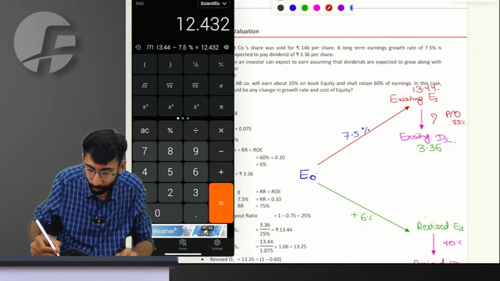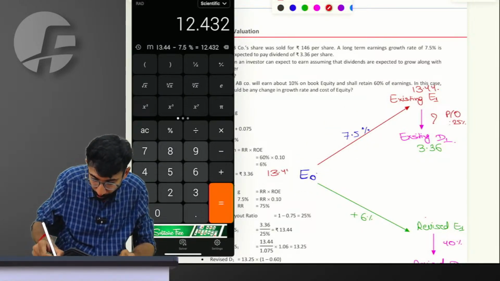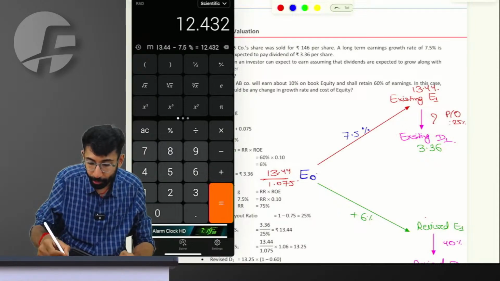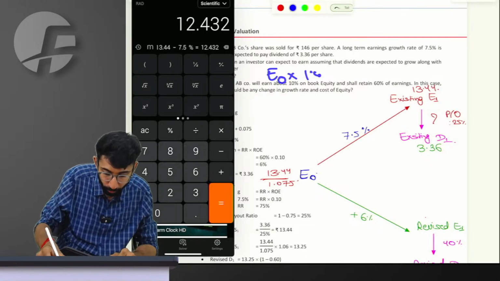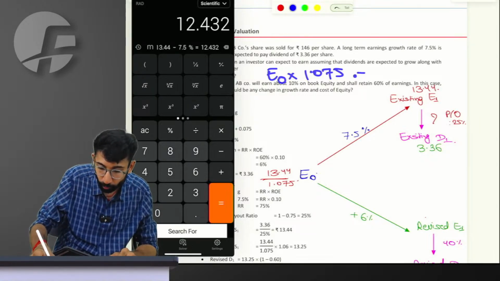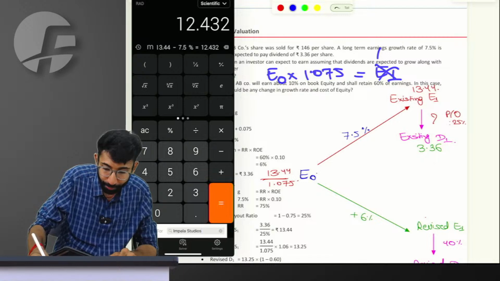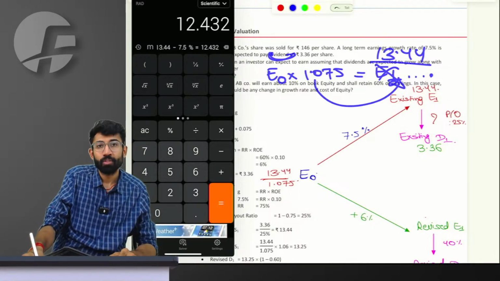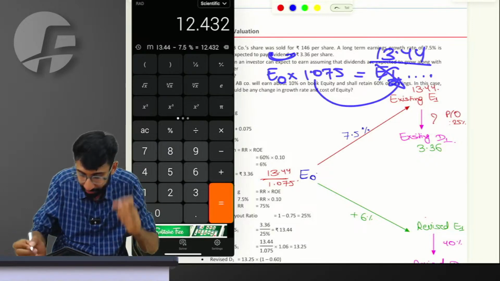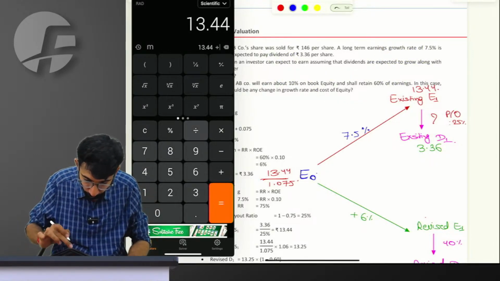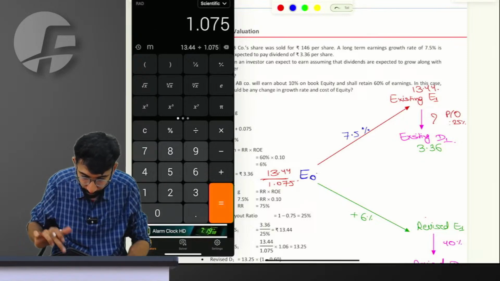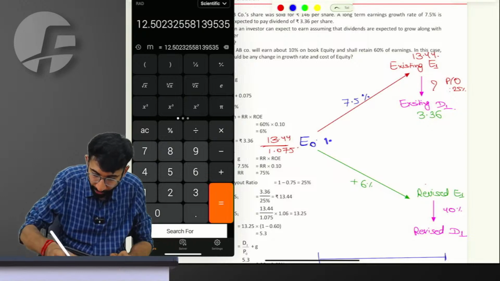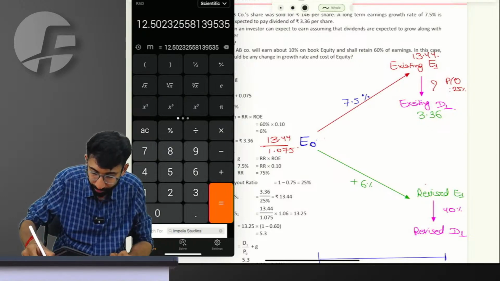Which means, let me tell you, EPS 0 will be 13.44 divided by 1.075. Everyone in the class, do you agree that EPS 0 into 1.075 was equal to EPS 1? So if you have EPS 1 of 13.44, EPS 0 will be 13.44 divided by 1.075. So 13.44 divided by 1.075 gives me 12.50. And once you get your existing EPS, now the life is sorted.